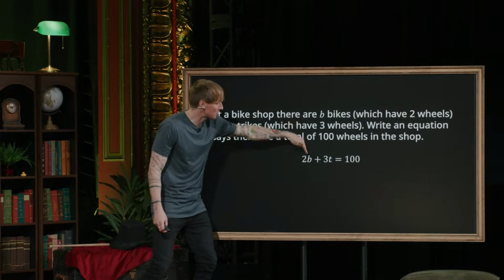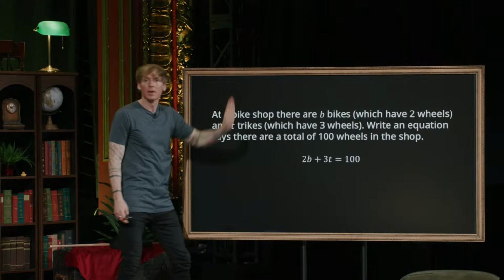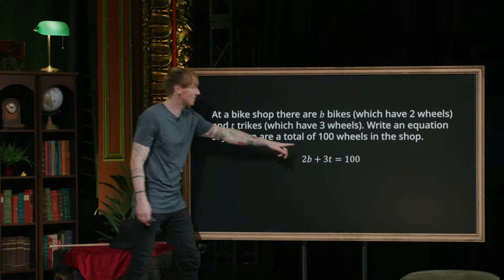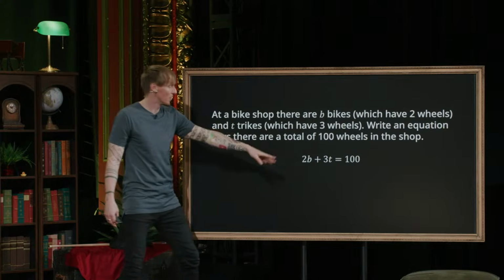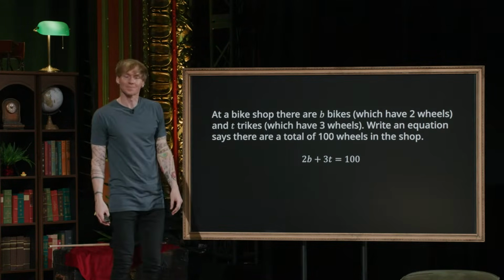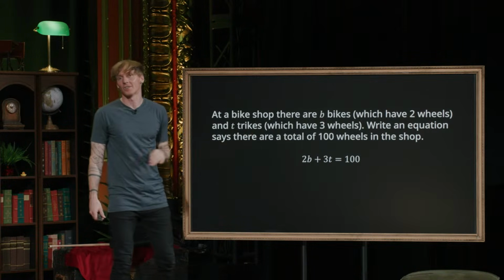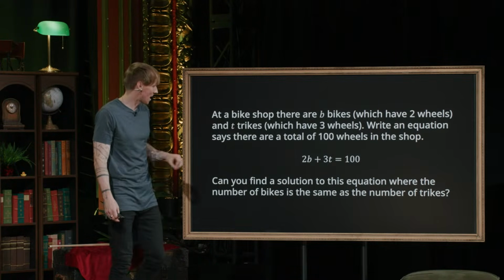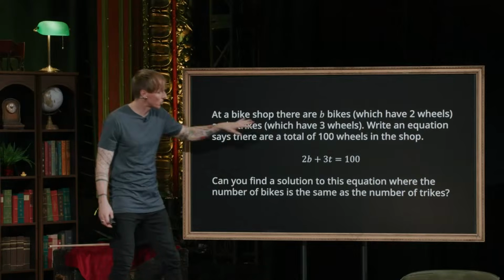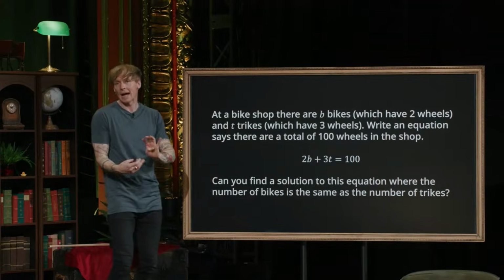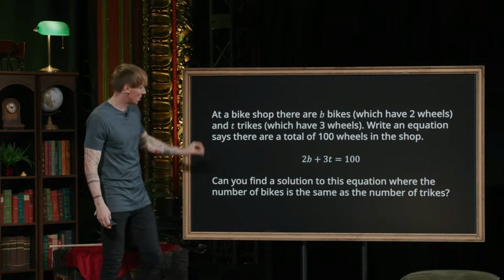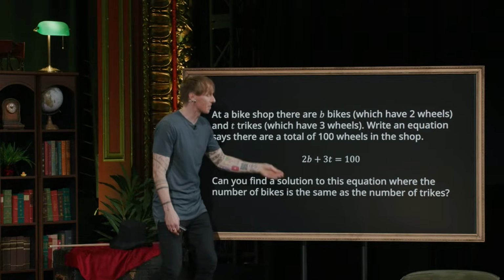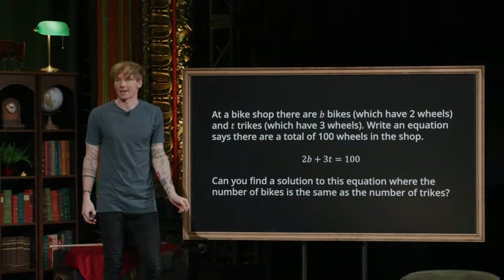So now if I increase B by 1, then we're going to actually add 2 to the total because of that 2. And similarly, for each increase in T, we're going to add 3 to the total. So this is, in fact, our correct equation. Now, as a final additional problem, can we find a solution to this equation? So we want to know how many bikes and how many trikes, but under the specific condition that we want the number of bikes to be the same as the number of trikes.